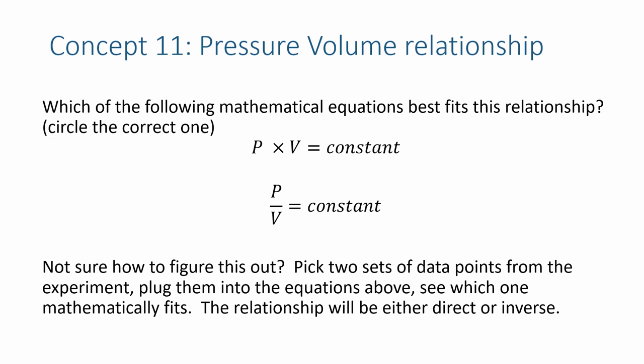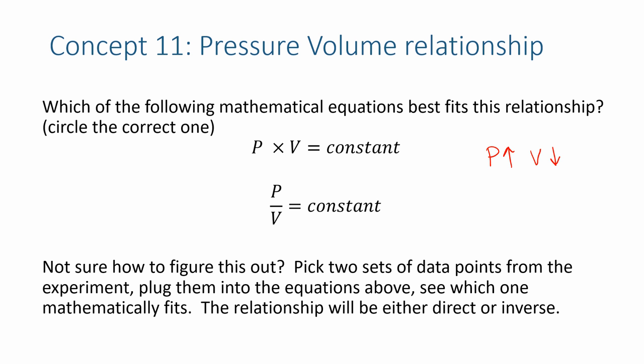So this relationship, as pressure increases, the volume decreases. That looks like an inverse relationship. So we want to figure out which of these mathematical equations best fits this relationship. Is pressure times volume constant, or is pressure divided by volume constant?